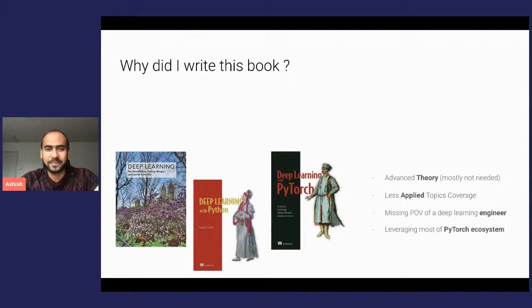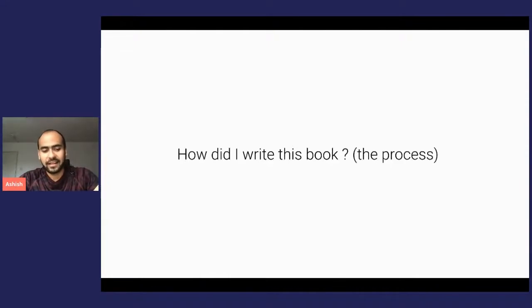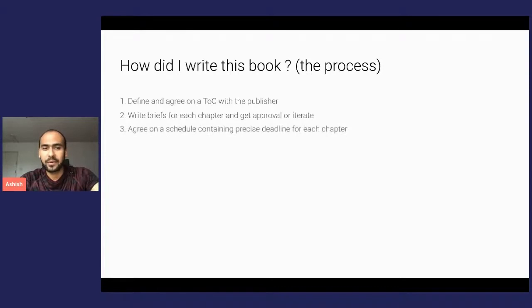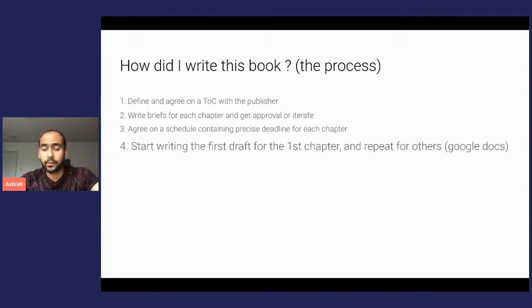All right, so about the process of writing a technical book, I could look back and make out a few steps. It all begins with deciding a table of contents and agreeing with the publisher about the table of contents. And then you write a few words about each of the chapters that you have mentioned, so that you are sure you align with the publisher on what you are going to write within those chapters. The most important bit after that is to agree on a schedule where each chapter has a precise deadline, and then you start writing the chapters sequentially.